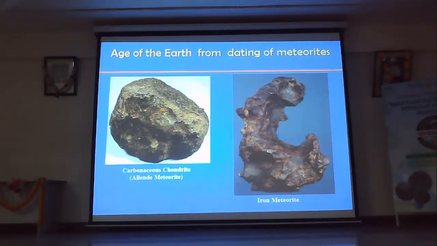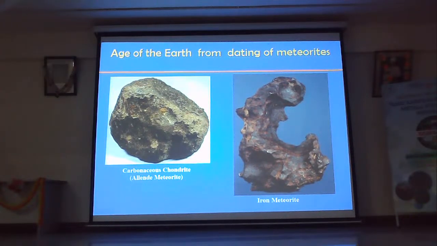People ask: if you want to date the Earth, why should we look at the meteorites? The idea is Earth is dynamic, so we don't have the most ancient of rocks preserved. Everything is recycled. So the oldest rock is probably 3.8 billion years, whereas Earth is much older. So what do you do then?